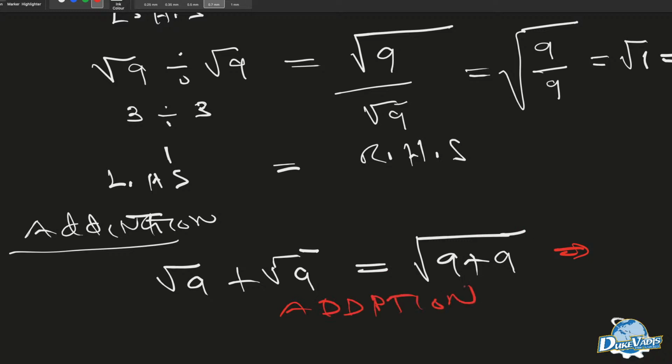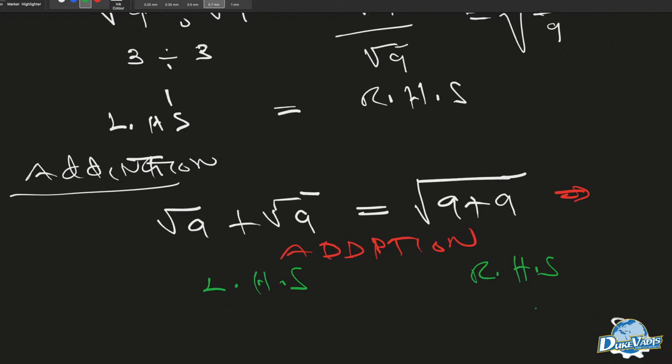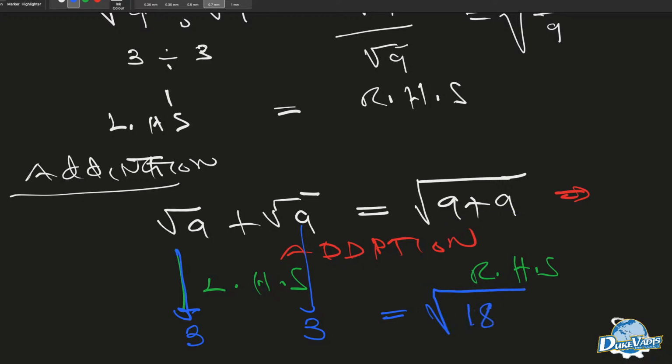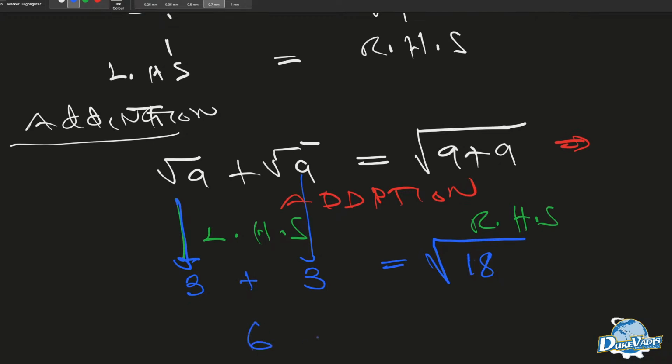Let's see whether it's true. So square root of 9 plus square root of 9. Okay, now on the left hand side and the right hand side, you see the square root of 9. We know that this will give us 3, and this will give us 3, and this, we know this is square root of 9. 9 plus 9 is 18, sorry. Okay, 9 plus 9 is 18. And when we add this, 3 plus 3 is 6. Okay, and this is square root of 18.